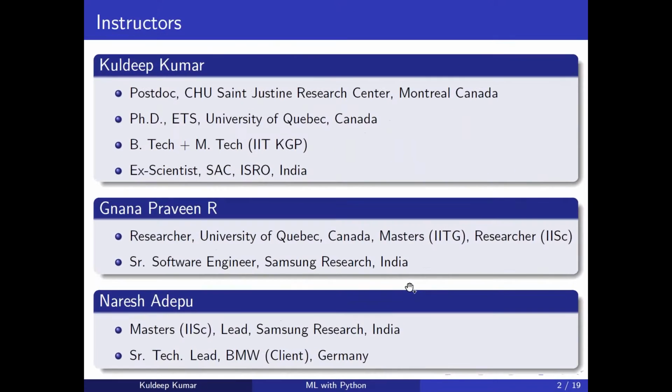So just to start, I'm Kuldeep Kumar. Currently, I'm doing a postdoc at St. Justine Research Center in Montreal. I did my PhD in computer science and neuroscience from ETS in University of Quebec in Montreal. Prior to that, I had my bachelor's and master's from IIT Kharagpur, and I was working as a scientist in Indian Space Research Organization, where I was able to also work on the Mars orbiter mission. We had three payloads, and that was a nice mission from India.